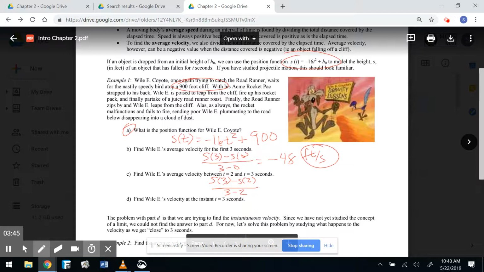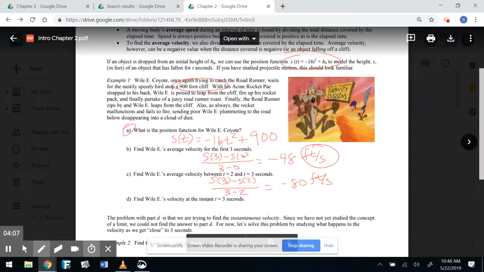This is how we can always find average velocity, or hey, that's an average rate of change, which is the difference in the position of Wile E. Coyote divided by the change in time. You put that into your calculator, you get negative 80 feet per second.